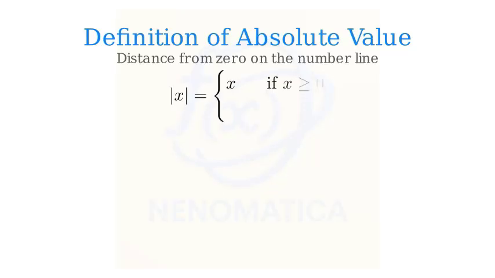The absolute value of x is the distance from 0. Formally, it is piecewise. When x is greater than or equal to 0, the absolute value of x equals x. And when x is less than 0, the absolute value of x equals negative x. Now, let's confirm this with 4 quick examples on a number line.